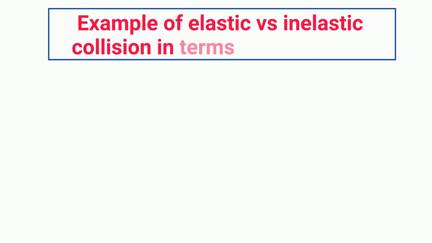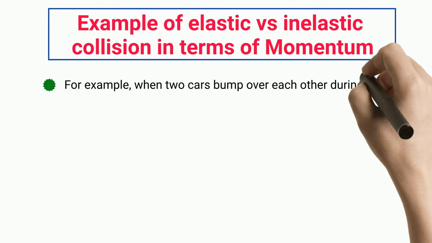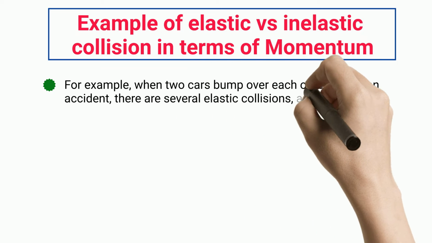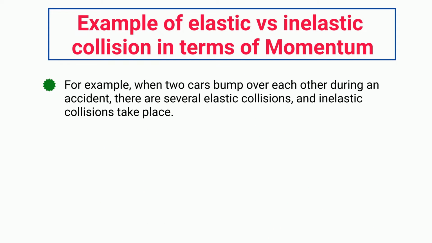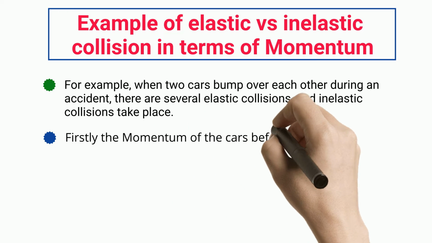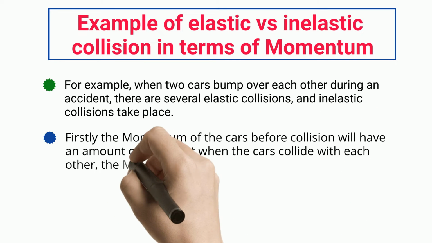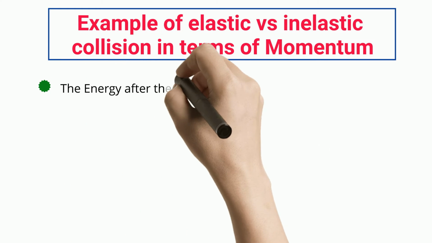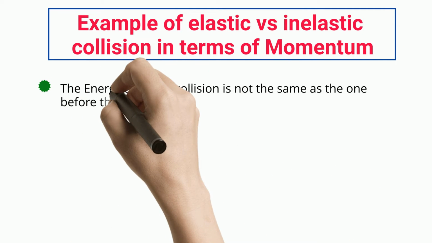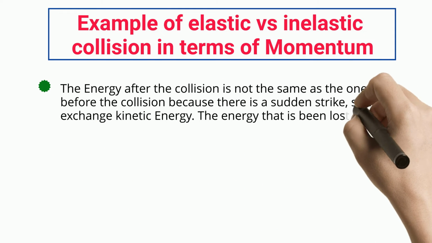Example of elastic versus inelastic collision in terms of momentum. For example, when two cars bump into each other during an accident, several elastic and inelastic collisions take place. Firstly, the momentum of the cars before collision will have an amount of force, but when the cars collide with each other, the momentum will change. The energy after the collision is not the same as the one before the collision because there is a sudden strike, so they exchange kinetic energy.